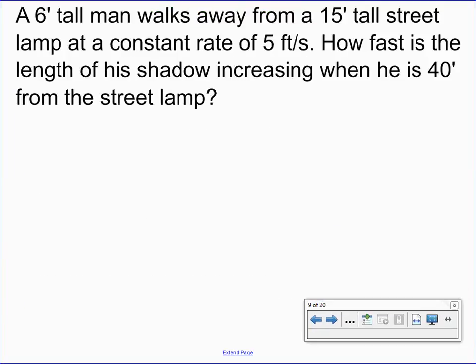So this is a classic problem that's shown up most recently on the multiple choice portion of the exam. A 6-foot tall man walks away from a 15-foot tall street lamp at a constant rate of 5 feet per second. How fast is the length of his shadow increasing when he is 40 feet from the street lamp? So let's go ahead and read the problem carefully, write down the known rates, and then the rate we're trying to find.